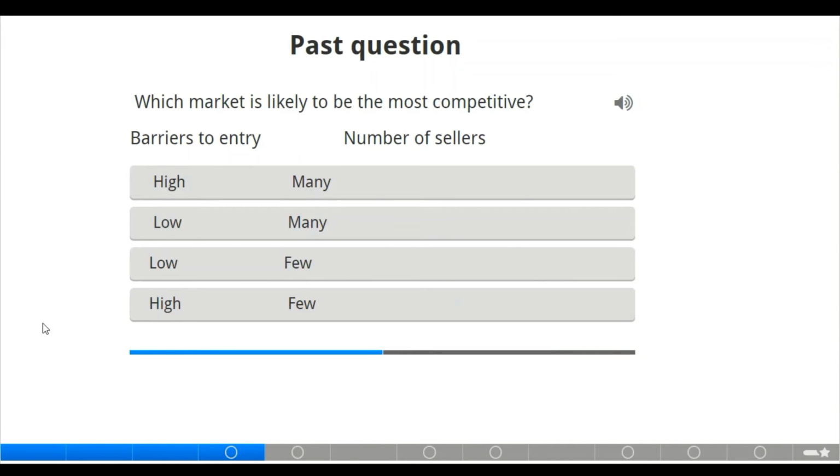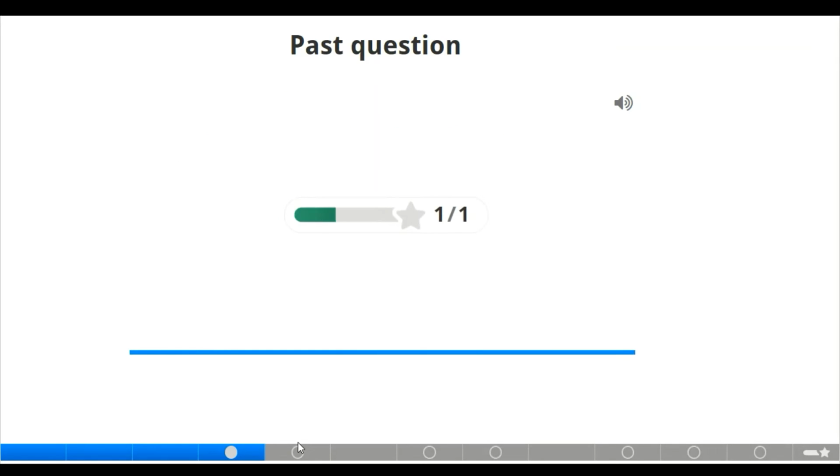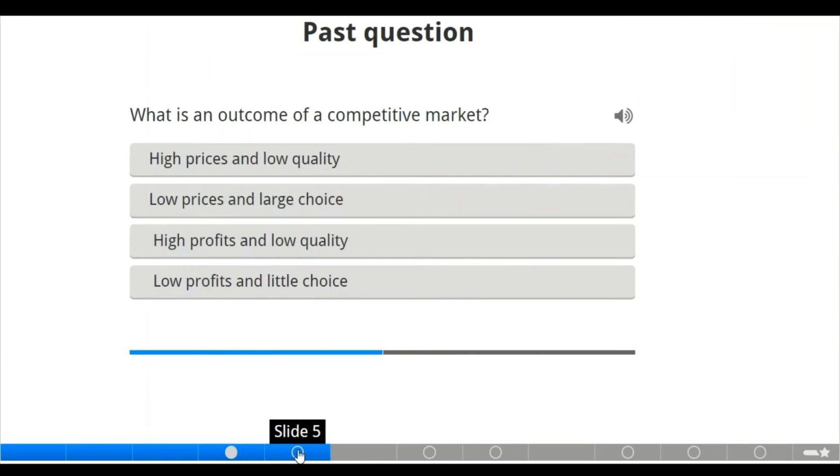We have one past question here related to the competitive market. Now, which market is likely to be the most competitive? We have barriers to entry. We have the number of sellers. Now, in a competitive market, of course, the barrier to entry is low, and there are a lot of sellers. Now let us check our options here. The barriers to entry are low, and the number of sellers is many. Now that is that, let us move to the next slide.